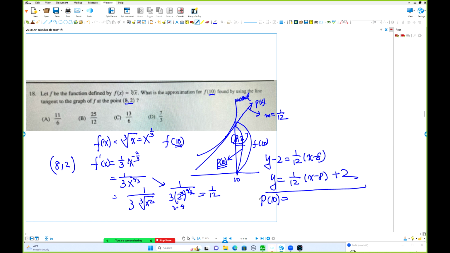This is a degree 1 polynomial approximation. P of 10 is how much? 1/12 times (10 minus 8, which is 2) plus 2. This is 1/6 plus 2, so 1/6 plus 12/6 equals 13/6. Okay? That is the approximation using the tangent line. It's best to find the equation of the tangent line first.